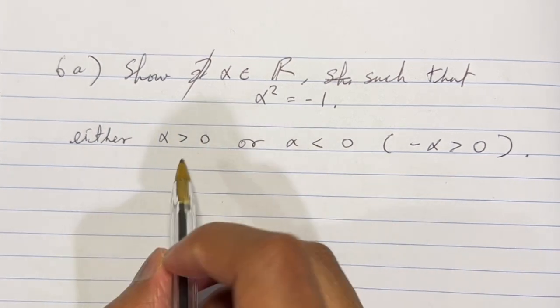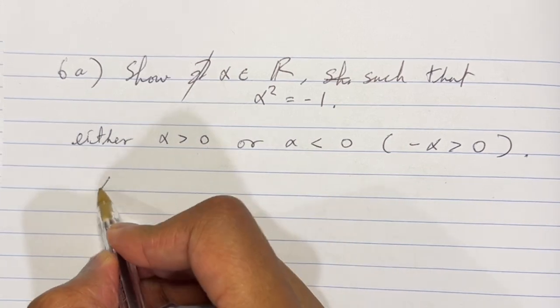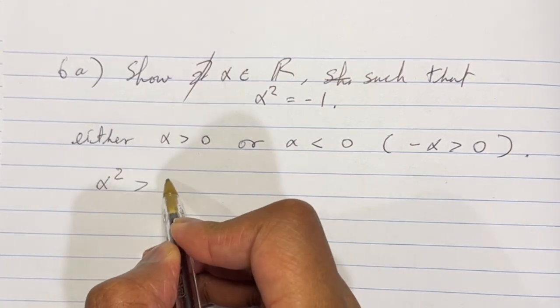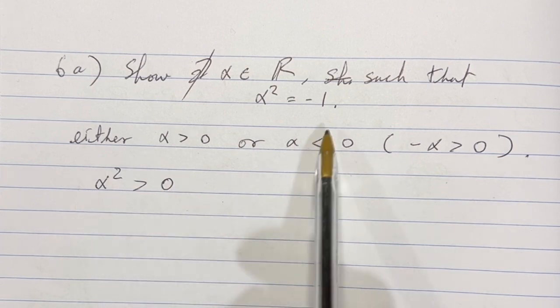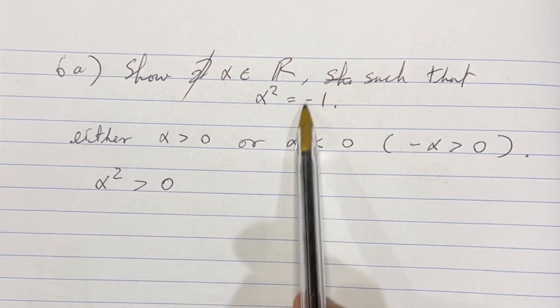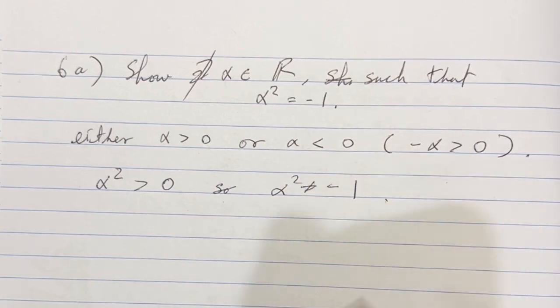So this first case, because alpha is positive, we can multiply both sides by alpha. So we get alpha squared is greater than 0 times alpha, which is 0. And so alpha squared is bigger than 0, but -1 is clearly less than 0. So alpha squared cannot equal -1, right?